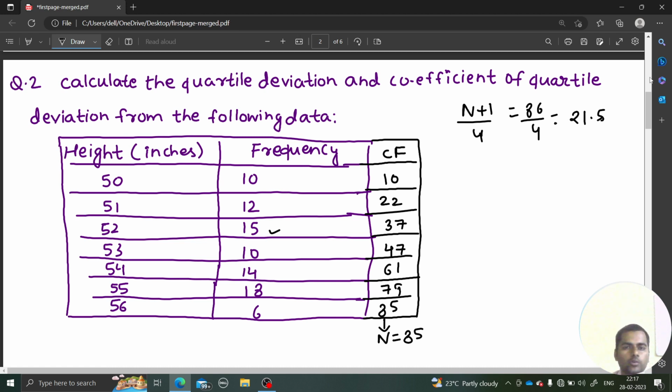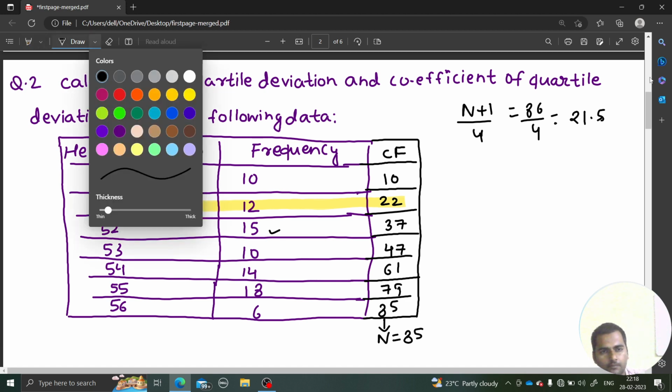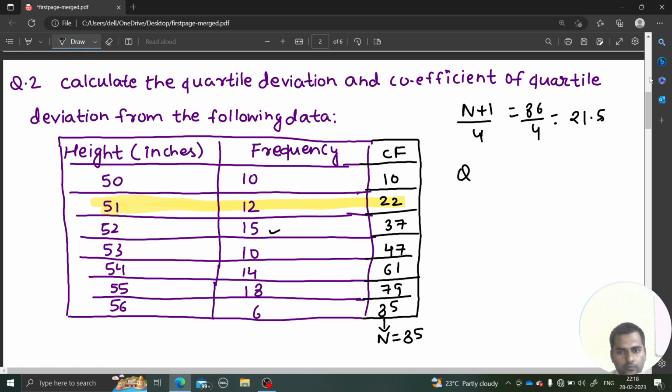Okay, so 22 is there, and corresponding to that 22, whatever is there, that will be your Q1 value. So your Q1 value will be 51. Because just greater than 21.5 came 22, and corresponding to 22, whatever height was there, that will be your Q1 value. So Q1 value in this case is 51. Okay, inches you can write.